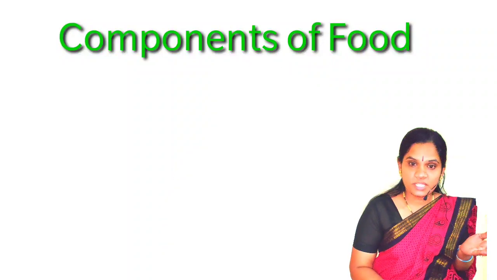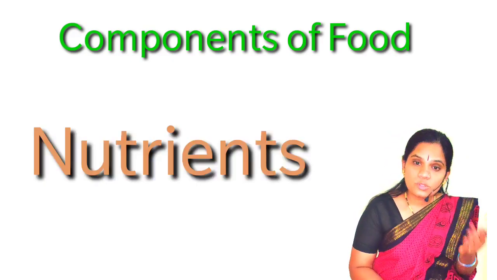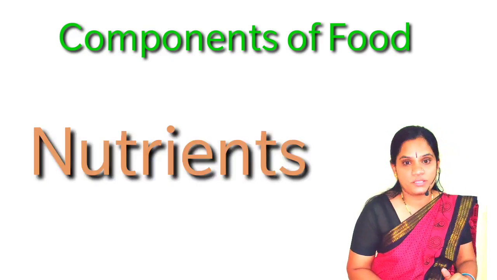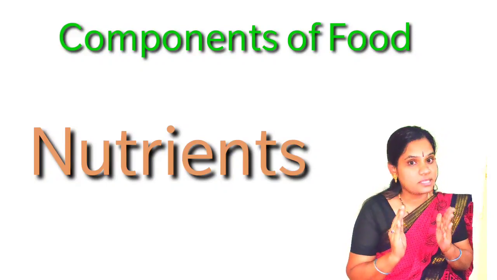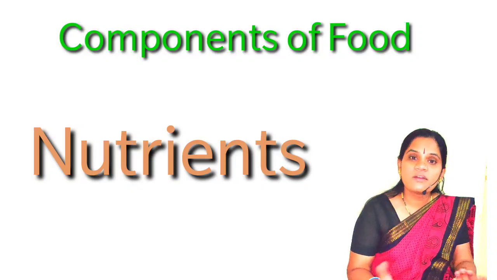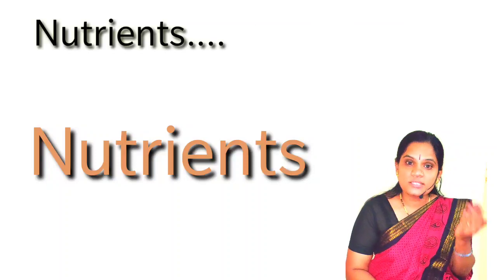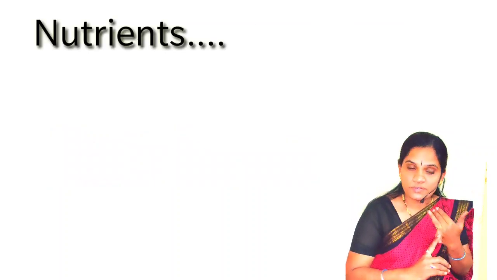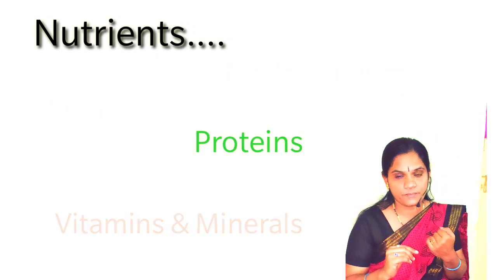The food that we eat consists of various components. Those components are known as nutrients. So what are nutrients? Nutrients are the chemical substances present in food which give us energy. And these nutrients are carbohydrates, fats, proteins, vitamins and minerals.